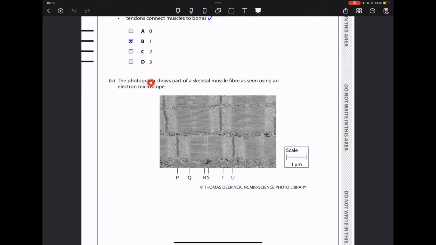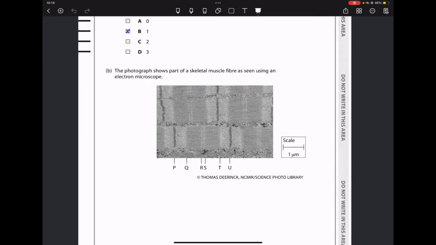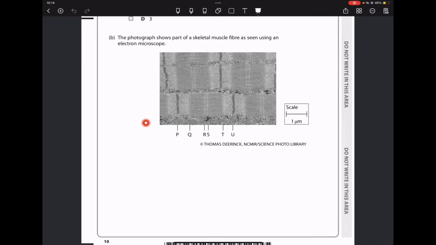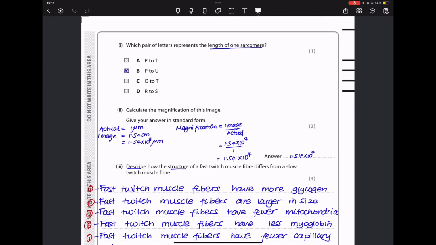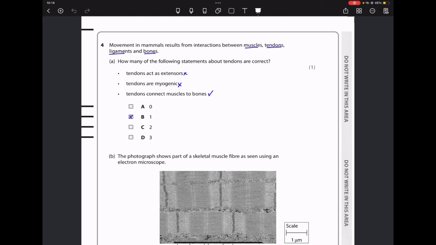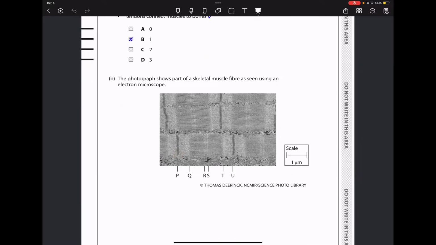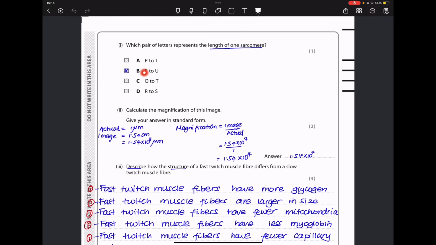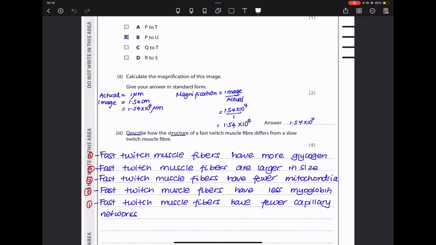In part B, the photograph shows part of a skeletal muscle fiber as seen using an electron microscope. So this is part of the muscle fiber, and they've given us a scale corresponding to 1 micrometer. They say which pair of letters represents the length of 1 sarcomere. 1 sarcomere is going to be from here to here, which is about P to U. So I chose P to U, and B is my answer.